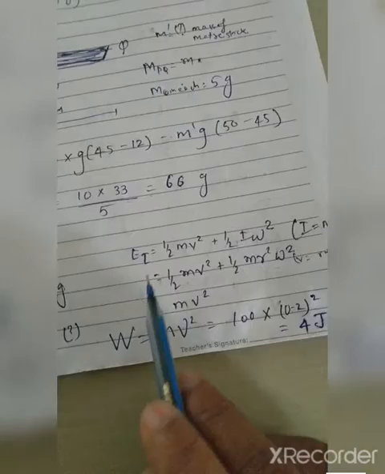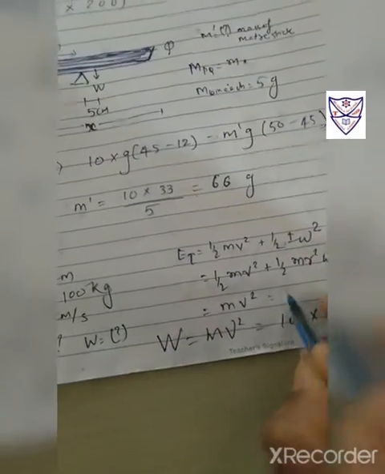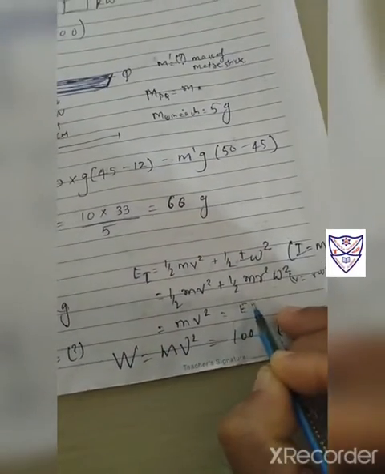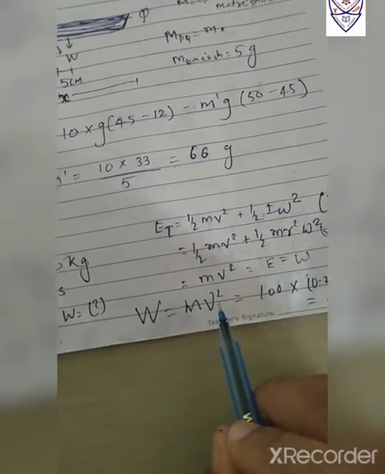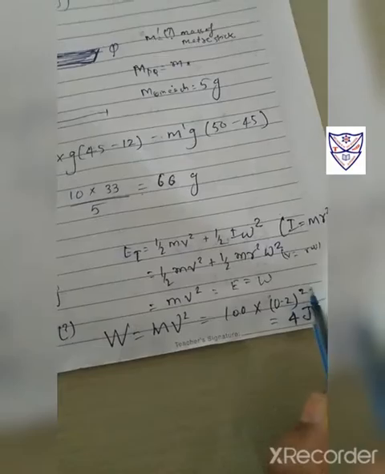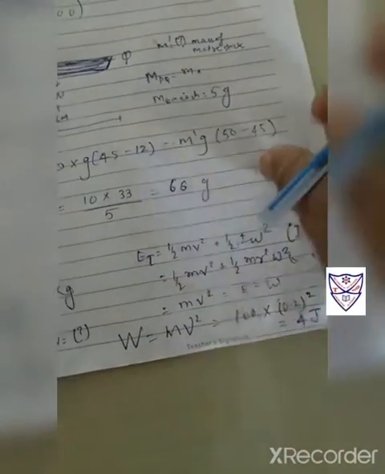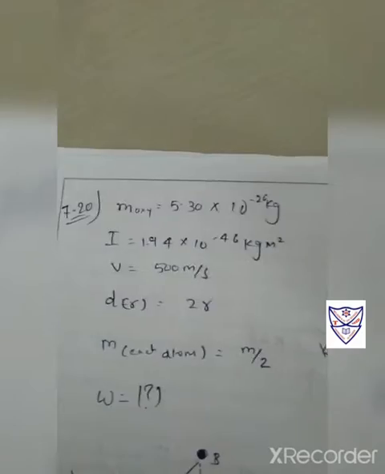Now this is work done. So E will equal the work done. So work done is equal to mv square, that is 100 into 0.2 square, which is equal to 4 joules. Okay. Now next one is a very interesting but easy sum.